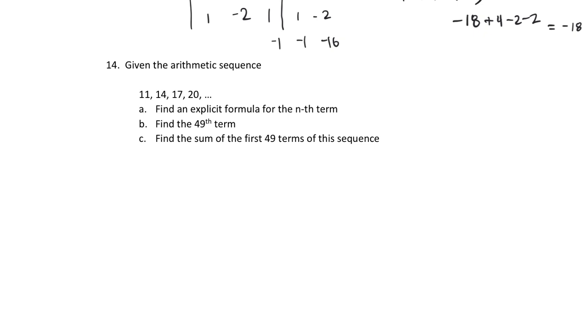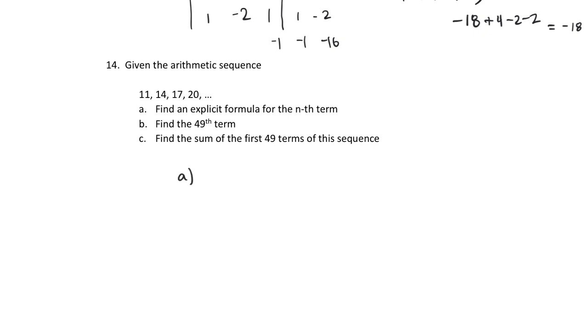Question 14 is back from Unit 3, Chapter 7, when we were looking at arithmetic sequences and series. So first, it was told that it's arithmetic, but we can verify that. We're adding 3 every single time. So we're adding a common difference.